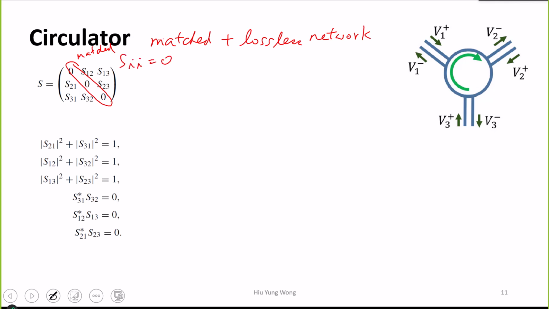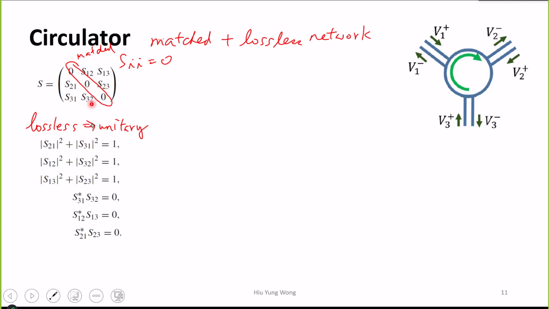Because S11 equals 0, because it is matched. Is that okay? And it is lossless. As a result, it is unitary. Then it means what? It means S21 squared plus S31 squared equals 1. It is the inner product, right? The inner product of this vector with itself is its length. Of course, S21 squared plus S31 squared equals 1.